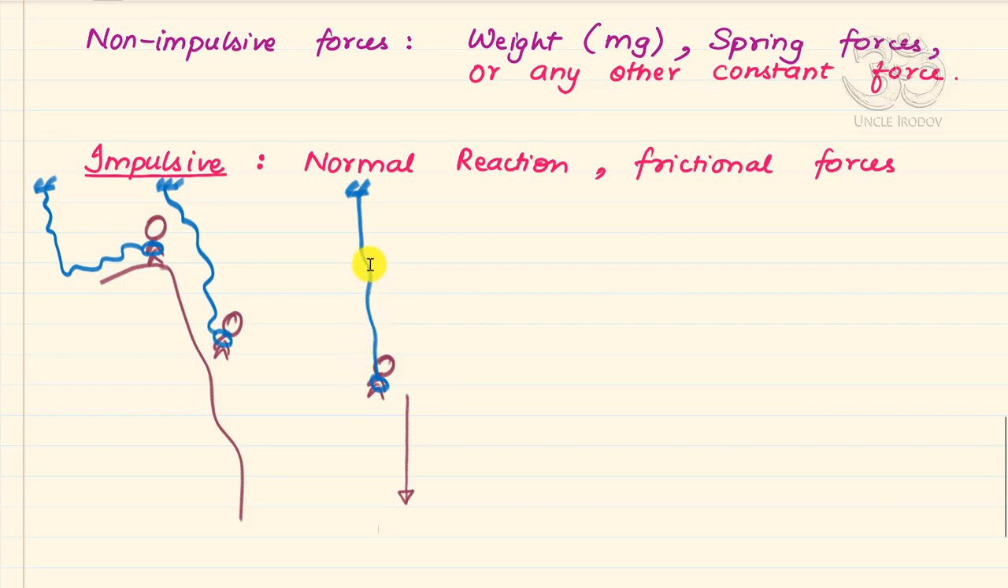Now imagine replacing this elastic cord by an inelastic cord, our ideal strings, inextensible. So what will happen? Until here it's fine, until here also it's fine, the string is slack, but then at this precise moment when the string becomes completely taut, the backbone of this person is going to break and the person is going to die.